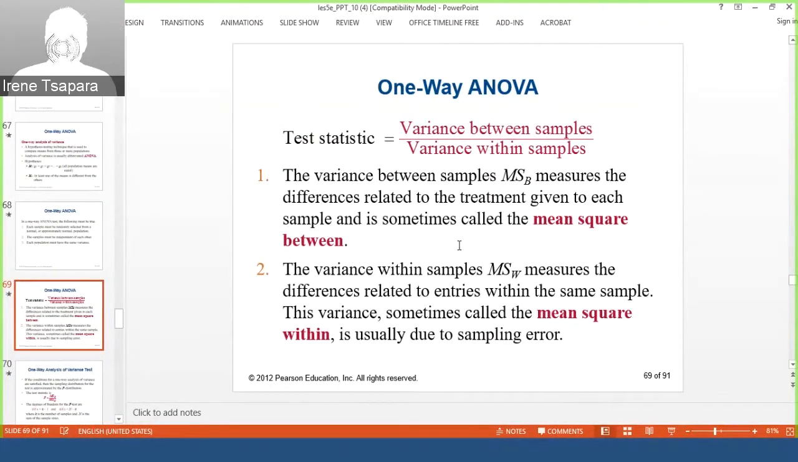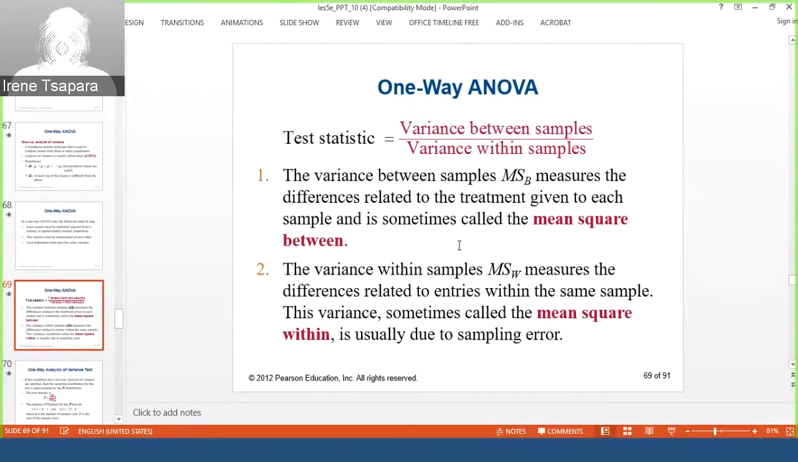The test statistic that we use for the fourth step of our test is just a ratio that gives us the variance between the samples and the variance within the samples. These are two concepts that we will try to explain with a specific example that I have here for you, and we'll discuss it together.